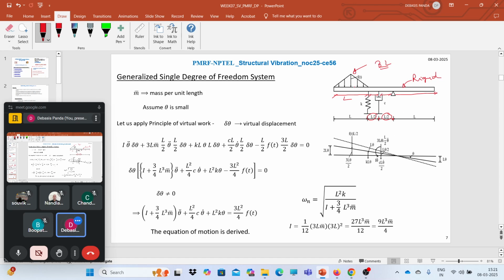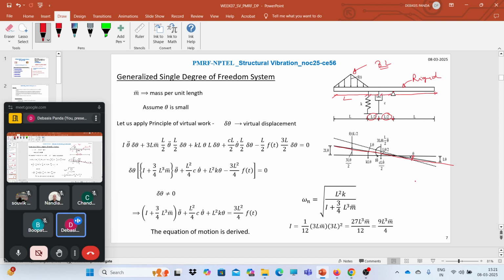So what will happen due to the action of this dynamic loading? Obviously, this beam will move up and down, rotating with respect to this hinge. If we draw the free body diagram of this system, what will we see? Let's see, this is the position of the beam after getting a rotation theta due to the applied load.